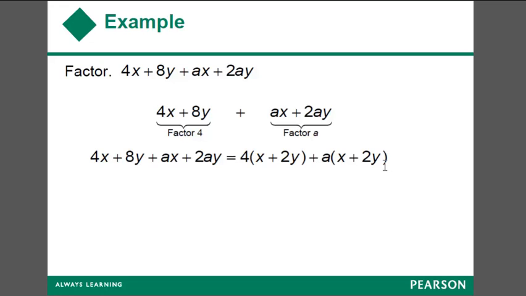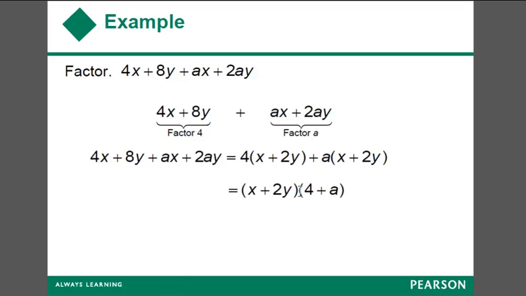Notice, again, my parentheses look exactly the same, which is the way I want them, because now my common term is x plus 2y. I can factor out the x plus 2y, and I'll be left with 4 plus a. So I now have x plus 2y times 4 plus a. This is what factor by grouping looks like.